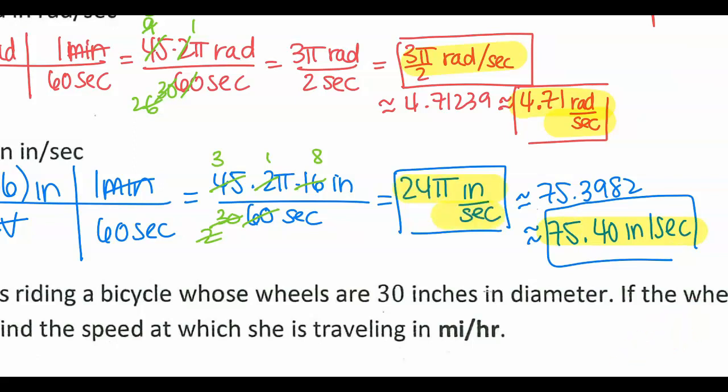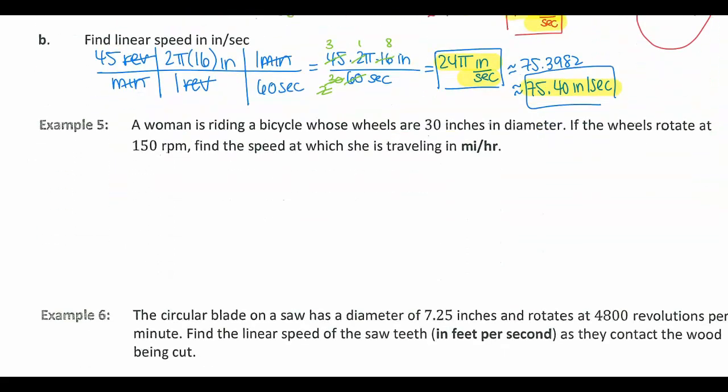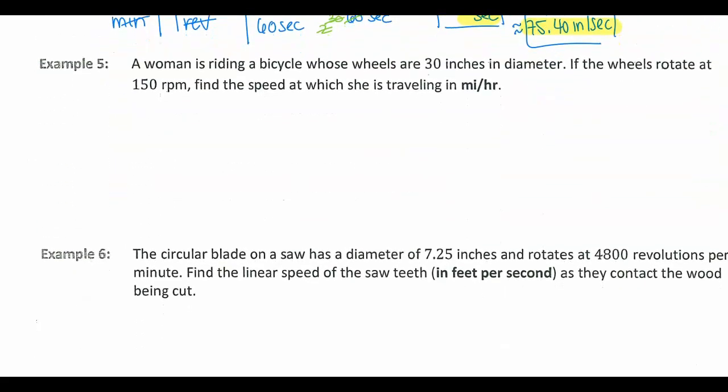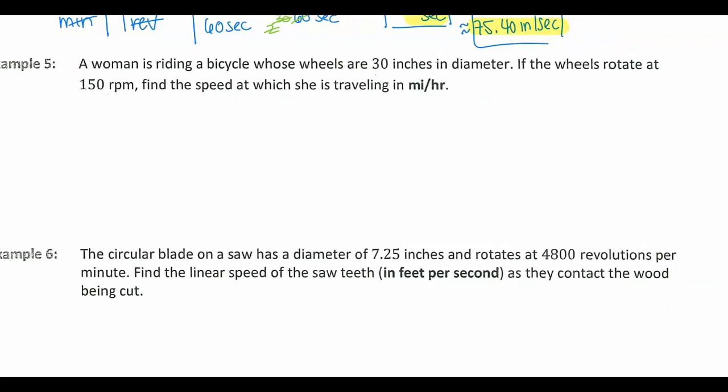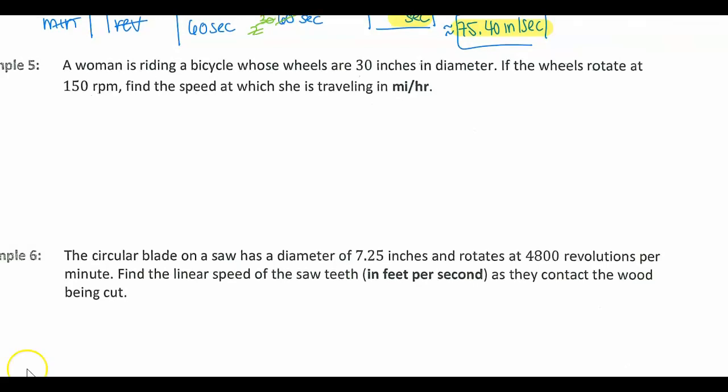So keep in mind, guys, this is all we're doing. We're just going from one unit of measure into another. That's all we're doing. I'm going to look at a few more examples with you, and then you guys are going to try some on your own. So let's look at example 5. In example 5, it says a woman is riding a bicycle whose wheels are 30 inches in diameter. If the wheel rotates at 150 RPM, find the speed at which she is traveling in miles per hour.